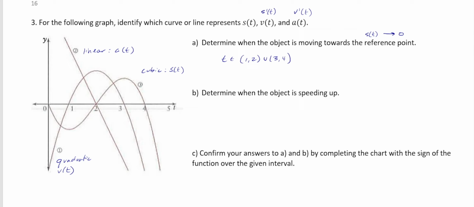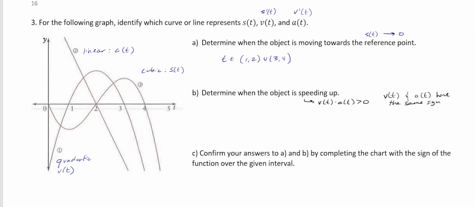We can also look at this portion right here where it says determine when the object is speeding up. Well, we've previously discussed that an object is speeding up when the velocity function times the acceleration function, both multiplied together, are greater than 0. So essentially when V at t and A at t have the same sign. Okay. Positive times a positive makes a positive number. Negative times negative makes a positive number. So let's just focus on when the linear function, A at t, and when the quadratic function have the same sign.